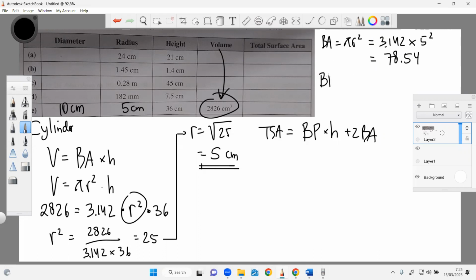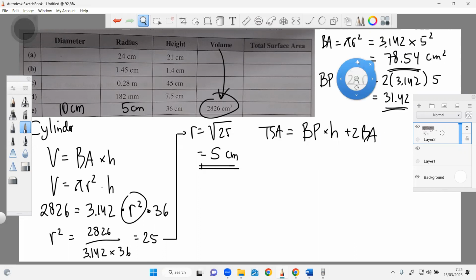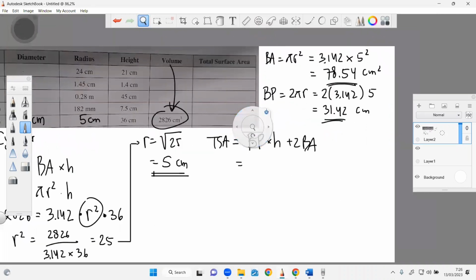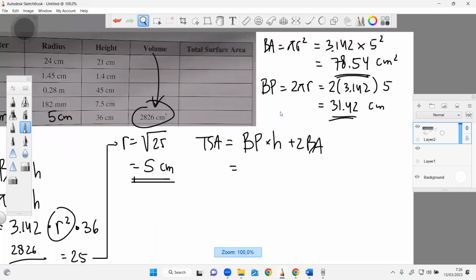78.54, which is the base area. The base perimeter is 2 pi r. Remember? Circle. 2 times 3.142 times the radius 5. What's the answer? 31.42. No problem here. Cm square, and this is cm. For the BA, it's 78.55, no problem. 2 decimal places is still okay.